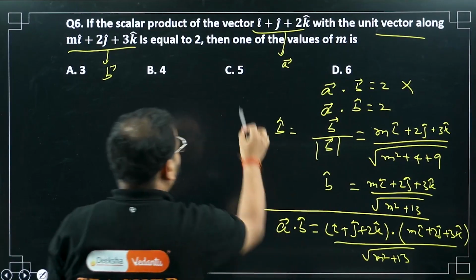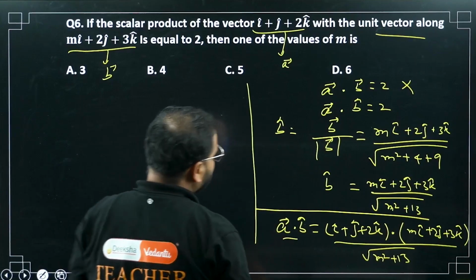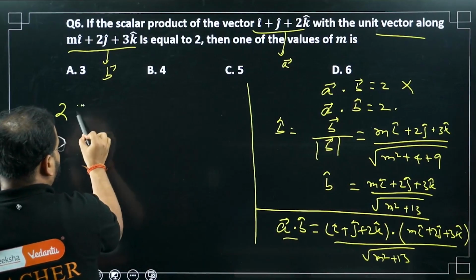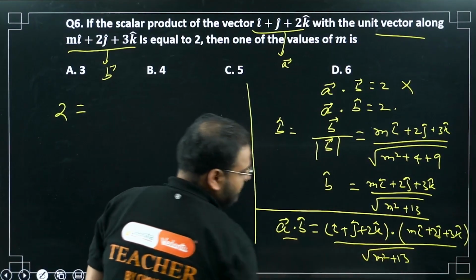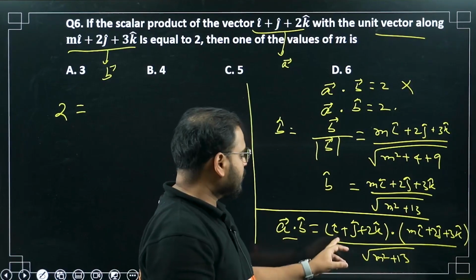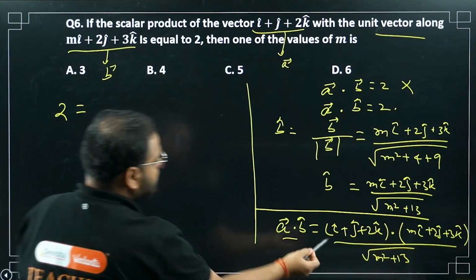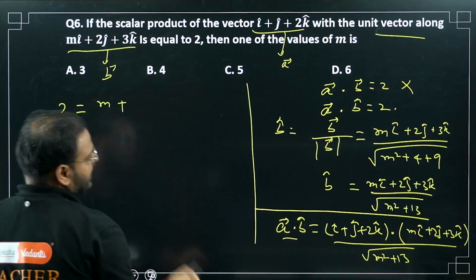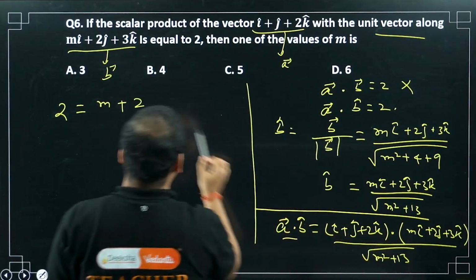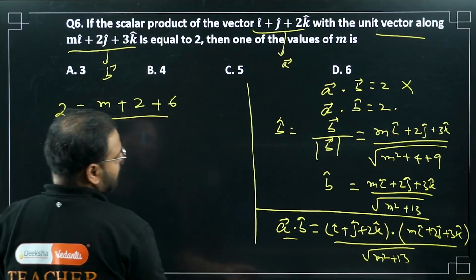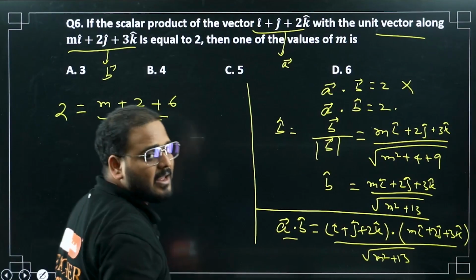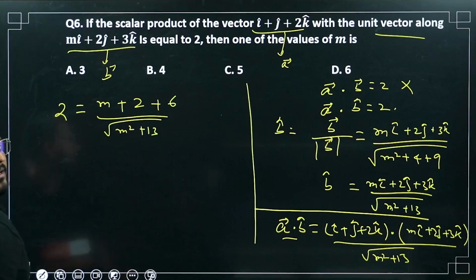Okay, now have a look on this side. What is A dot b cap? They've given A dot b cap is 2. So on the LHS we have 2 equals to i with i. Dot product means we do i with i, because i with j will be 0, cos 90. So i with i will be 1, so simply m. Second, j with j, so plus 2. Last, 2 with 3, so plus 6. Divided by root of m square plus 13. Cross multiply and take a square. Please check.